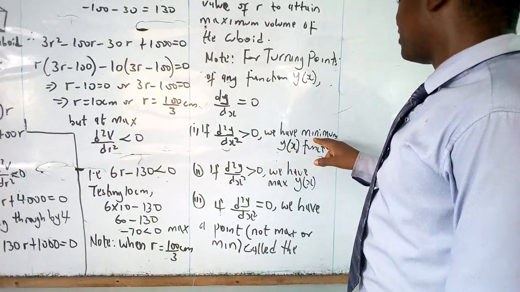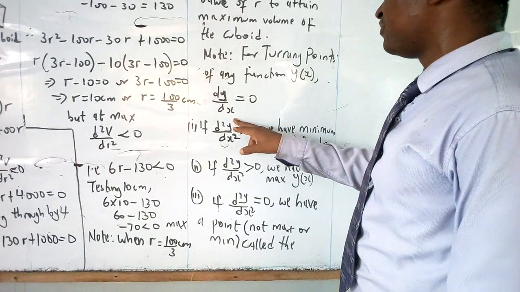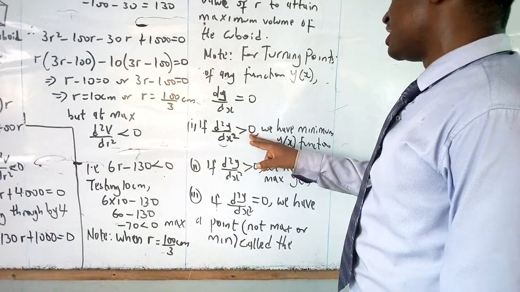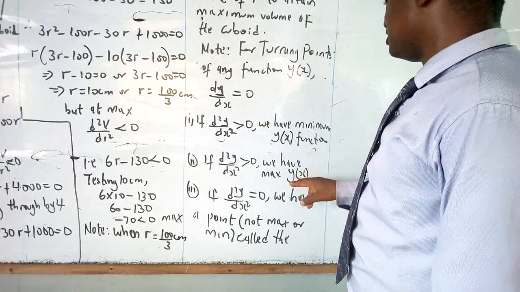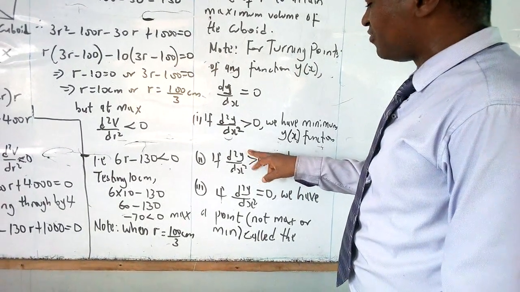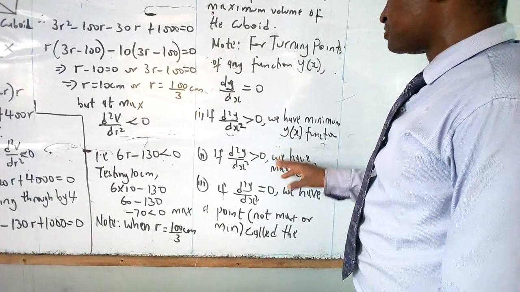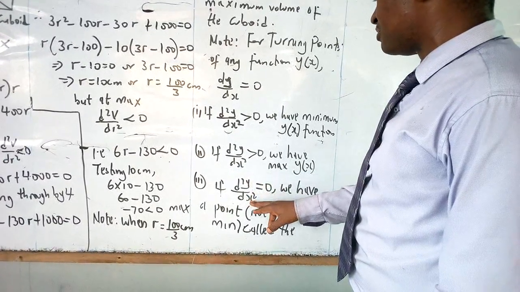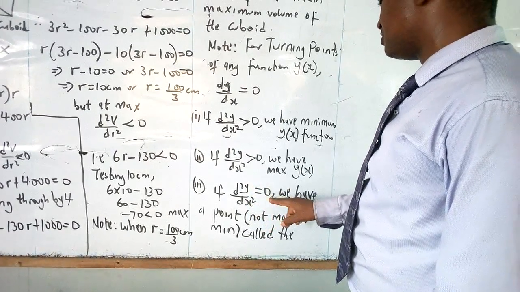Now, when we make reference to a minimum point, our second derivative of y with respect to x is greater than 0. When we make reference to the maximum point, our second derivative of y with respect to x is less than 0. Now, if our second derivative of y with respect to x is equal to 0, then we have what is called the point of inflection.